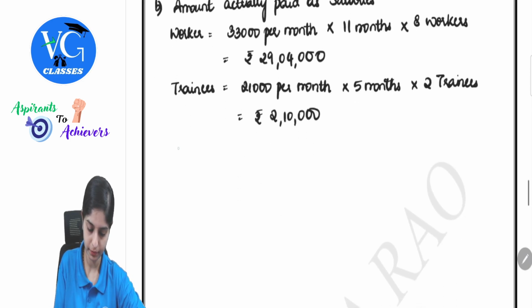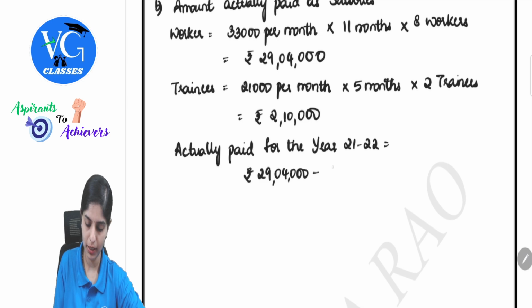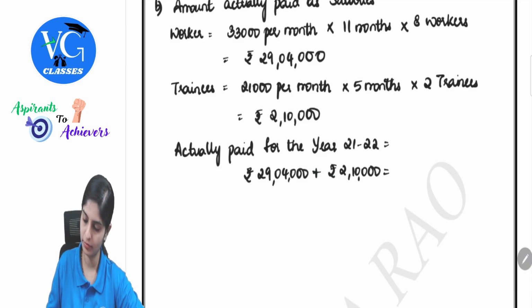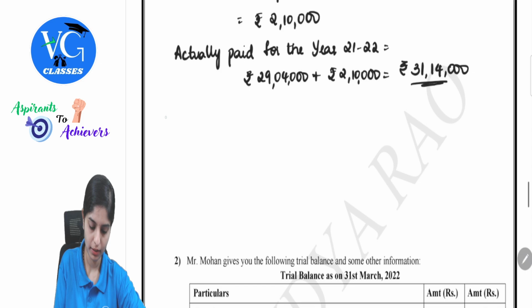So actually paid for the year 21-22 will be rupees 29 lakh 4,000 plus rupees 2 lakh 10,000. That will be rupees 31 lakh 14,000. Clear? Yes.